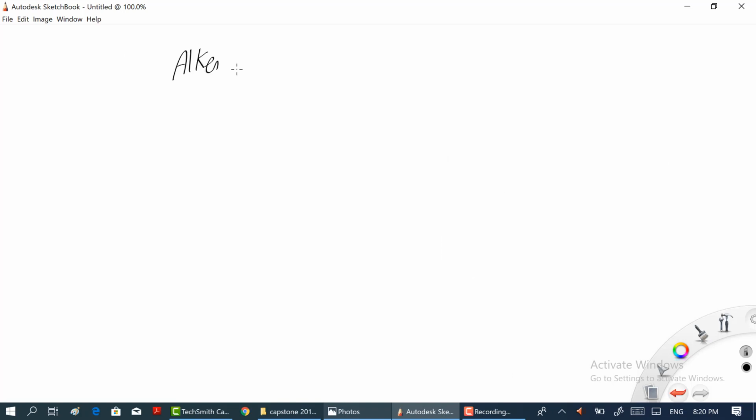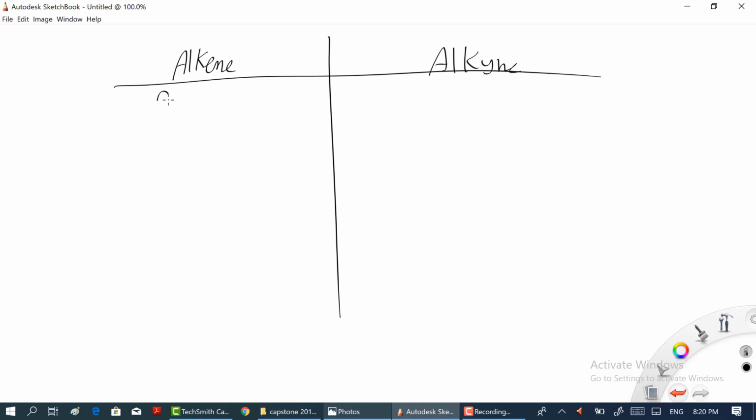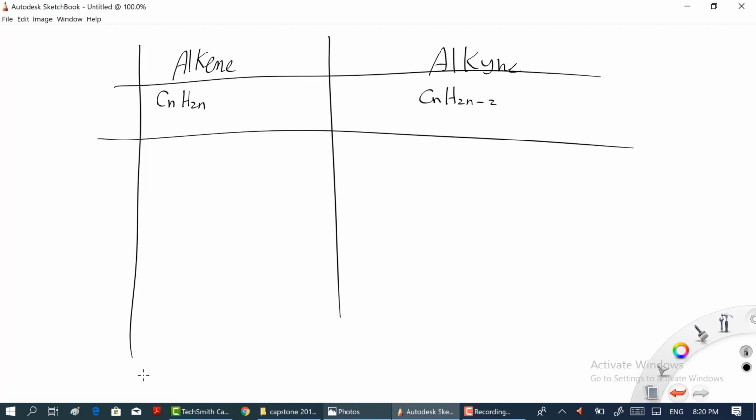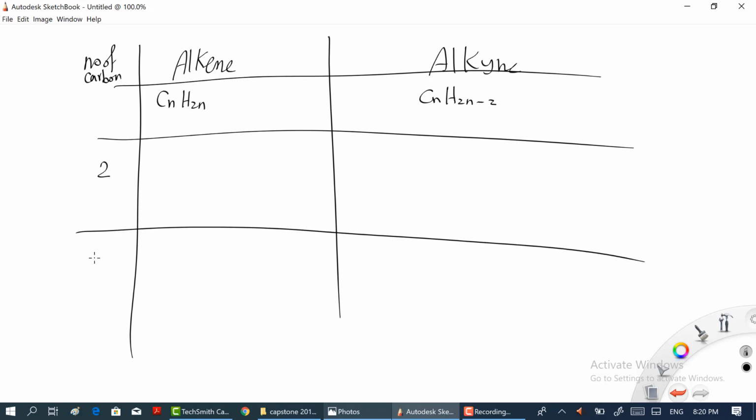Alkene, alkyne. For these two families, the general formula will be CnH2n for this family, and CnH2n subtract 2 for this family. So does it start from 1 carbon atom? No, it will start from 2 carbon atoms. So the number of carbon atoms is 2, 3, 4, and so on.